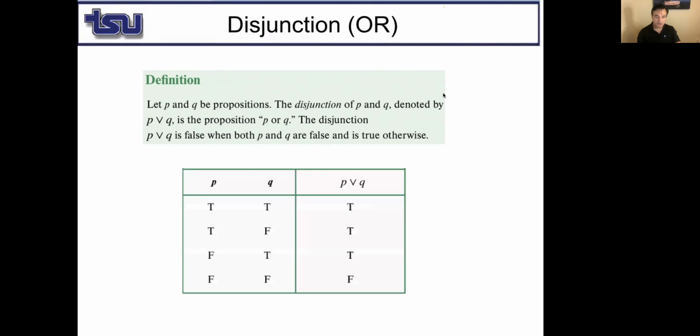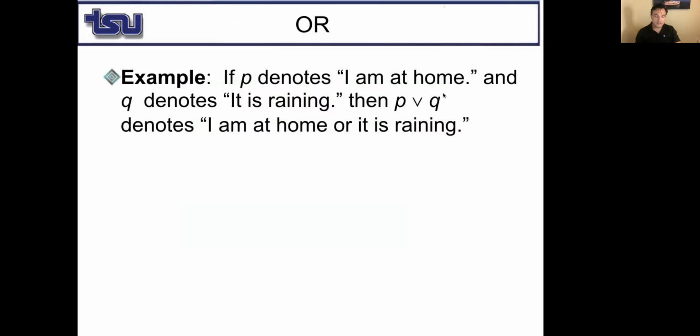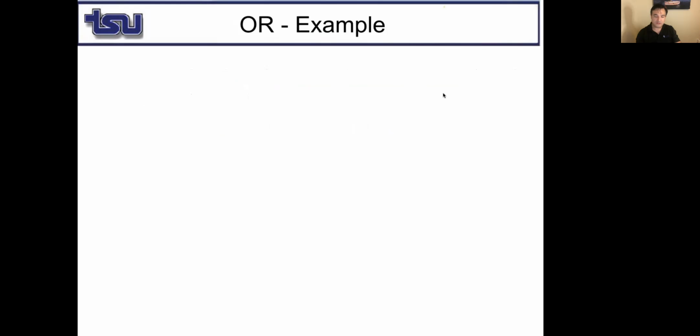So this is the truth table. If both of them are true, that's true. If at least one of them is true, the compound proposition is true. If both of them are false, the compound proposition is false. Recall when we have and, what did we have? If both of them are true, it is true. In all other cases, it is false. Okay. If P is "I am at home" and Q is "it is raining," P or Q will be "I am at home or it is raining," obviously.